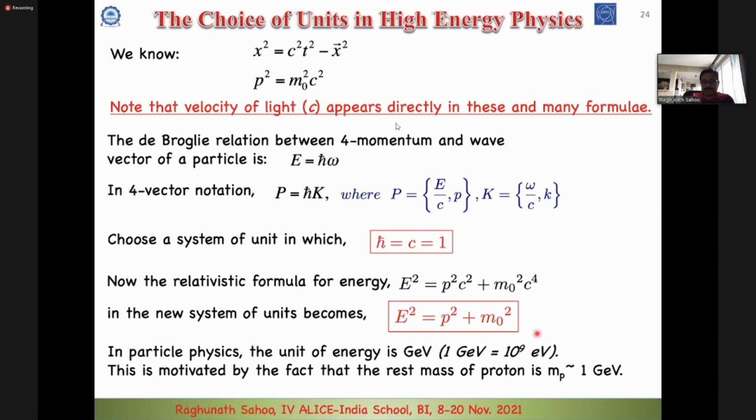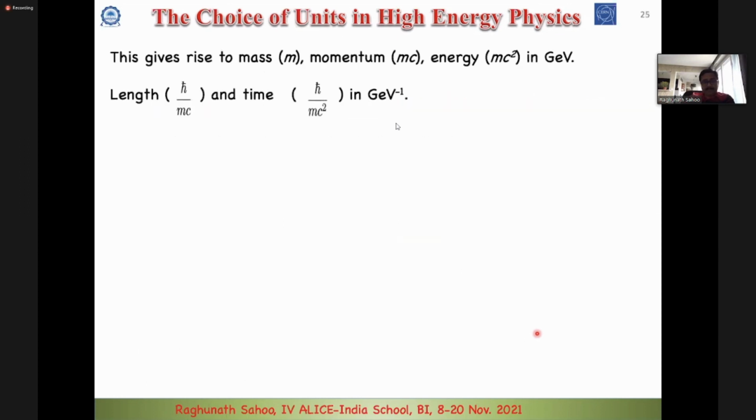Okay, so now once I am in the domain of ħ equal to c equal to 1, this needs lots of conversions, as you know, and more often we encounter mass, momentum, and energy. So these three will go in the units of energy, which is GeV. Okay. And if you go to length and time, they will be expressed in terms of GeV inverse. So slowly, once you go through these conversions and work it out, you'll be accustomed to the new units.